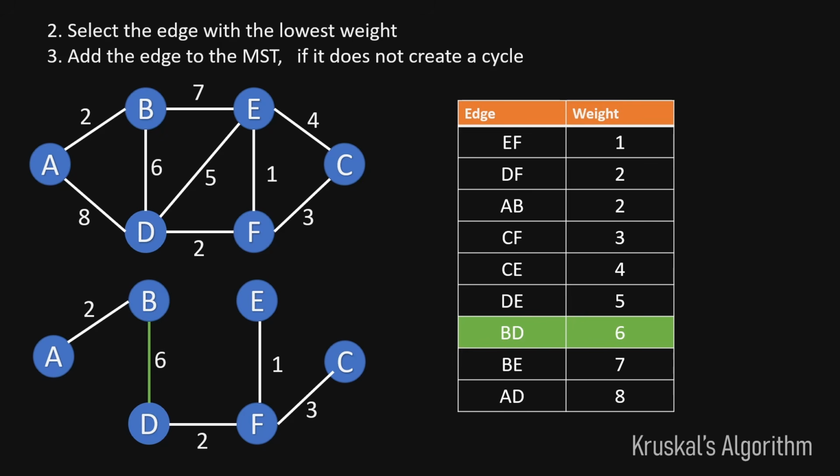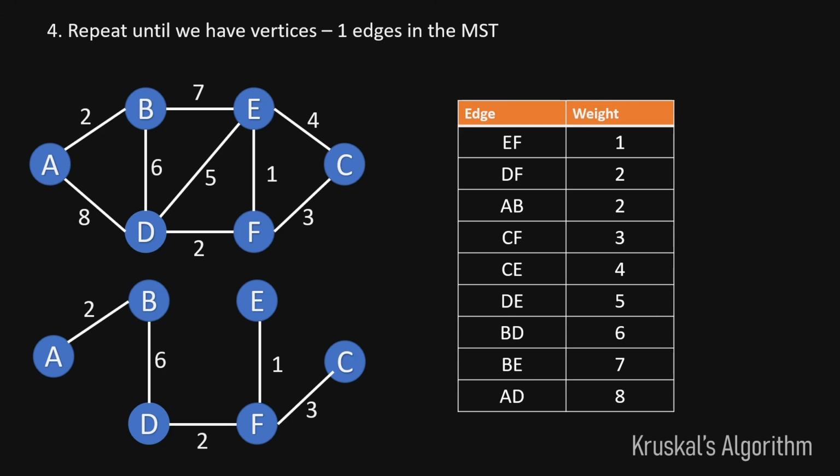The next edge, BD, will be added because no cycle is created. And now, if we remember step 4, we wanted to repeat steps 2 and 3 until we have the number of vertices minus 1 edges in the MST. Currently, we have 6 vertices. So we want 5 edges, and we already have 5 edges, so Kruskal's algorithm is finished in this case.